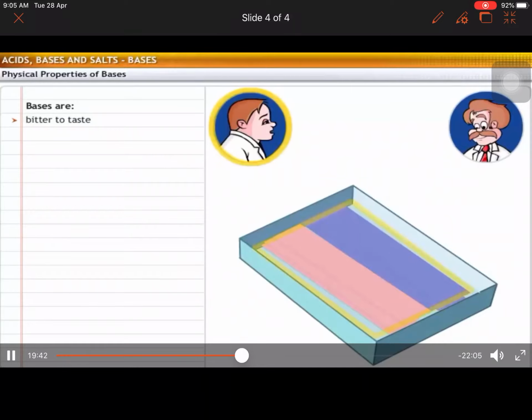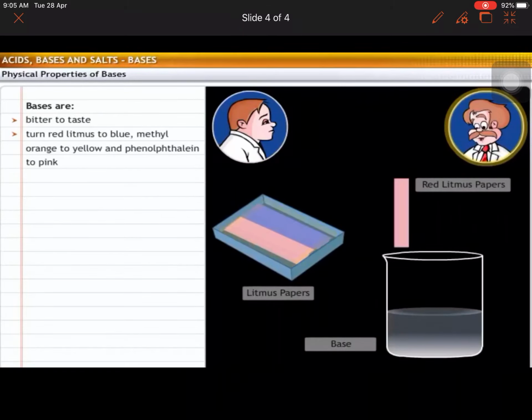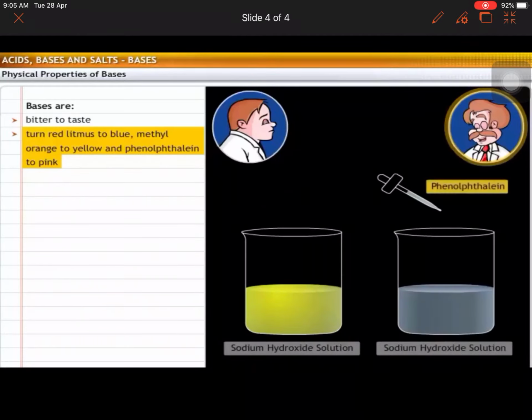What are these colored strips of paper? What are they used for? These colored strips of paper are called litmus paper. Bases turn the red litmus to blue. Apart from litmus paper, we can use methyl orange. On addition of methyl orange to a base, like sodium hydroxide, the orange color of methyl orange changes to yellow, and when phenolphthalein is added to sodium hydroxide, it changes to pink. Note it down.